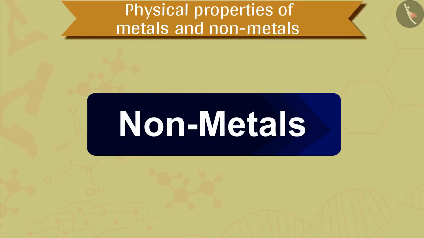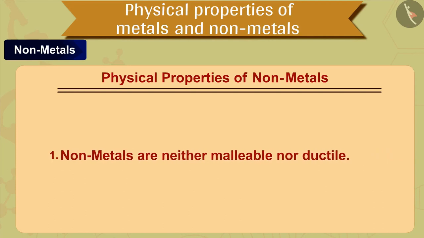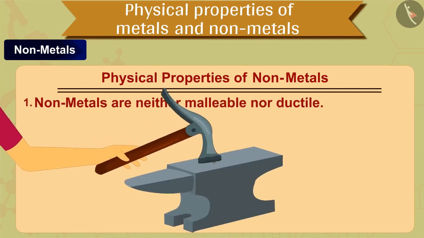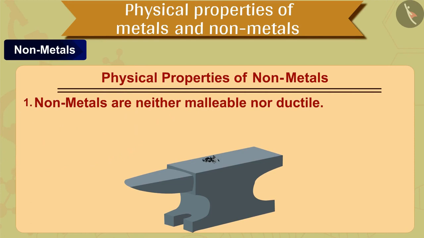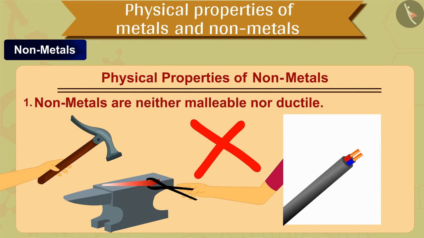Students, let us now move ahead towards the physical properties of non-metals. The first property of non-metals is that they are neither malleable nor ductile. They are brittle. That is, they break easily. Therefore, solid non-metals can neither be hammered into thin sheets nor they can be drawn into wires.